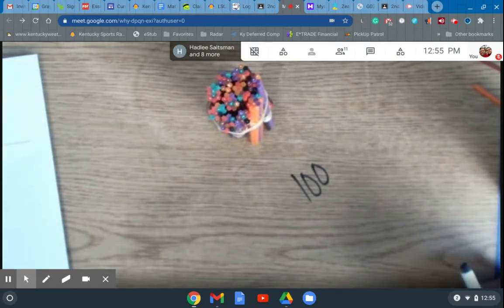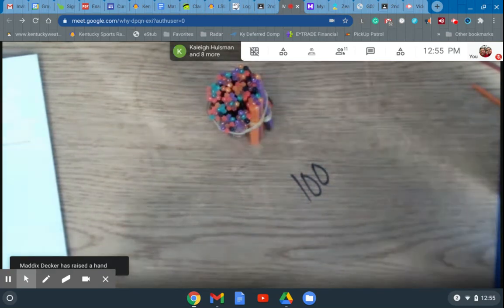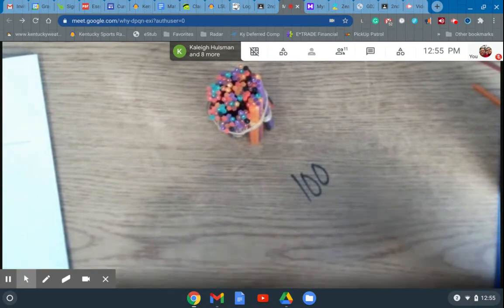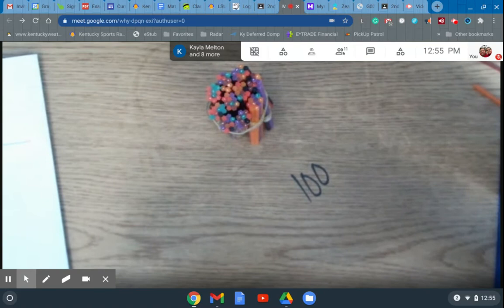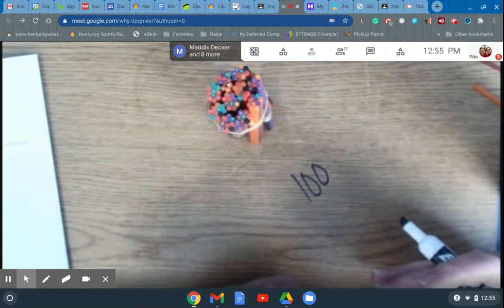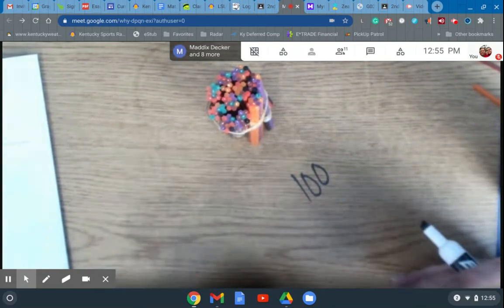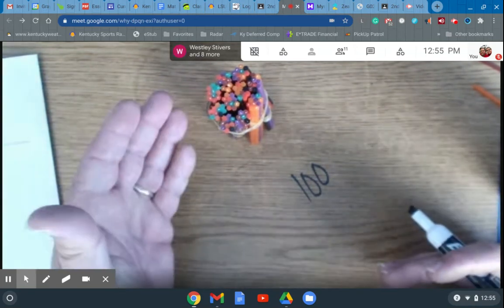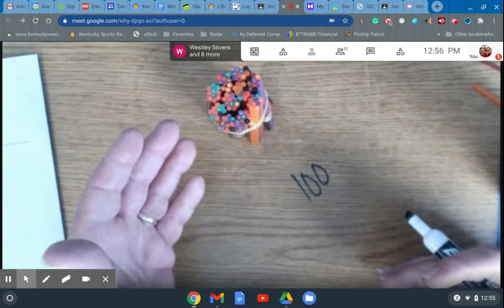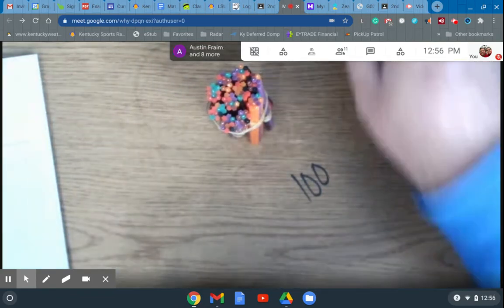Because it's more than 10. Well, it's not more than 10, but it is 10, right? It's still 10. If it was 9 bundles of 10, I'd have to take them apart, right? But it's not. It's still 10 tens, which is 100. That's why I haven't taken it apart yet.